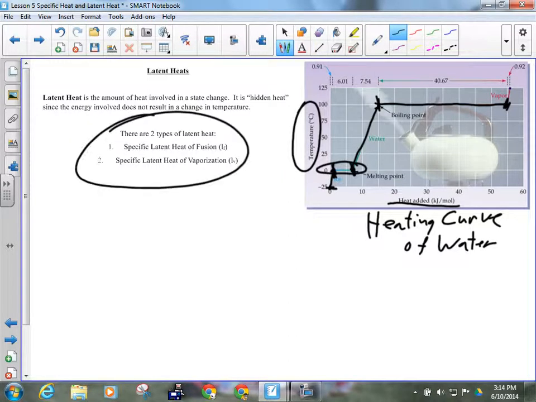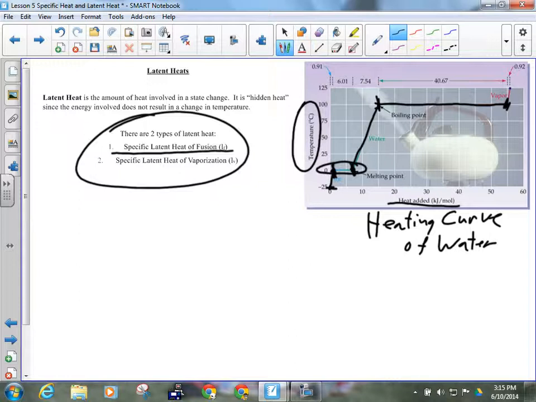So, there's two types of latent heat. There's the specific latent heat of fusion. That has to do with melting ice or freezing water, so the change of state between solid and liquid. Now, certainly it takes a fair amount of energy to do that. You've all made a snowball with your bare hands at some point. You know how cold and how quickly your hand gets cold when you do that, because you're rapidly giving energy away to the snow.